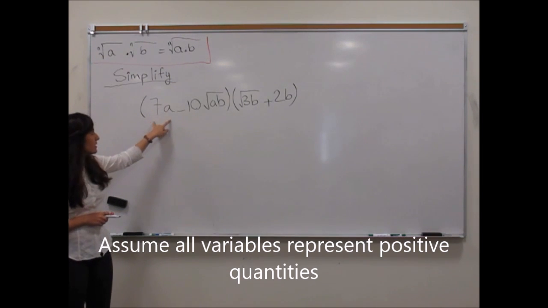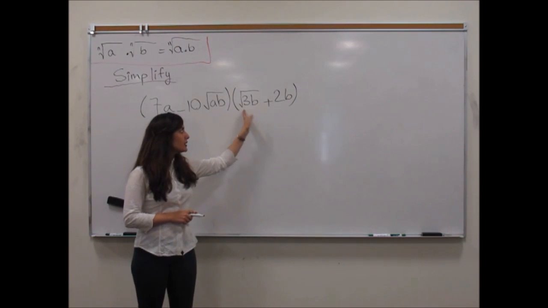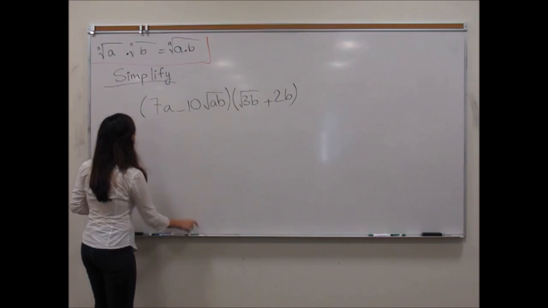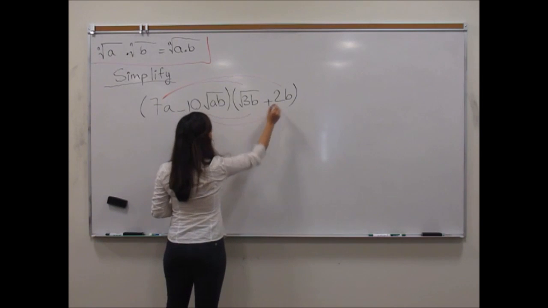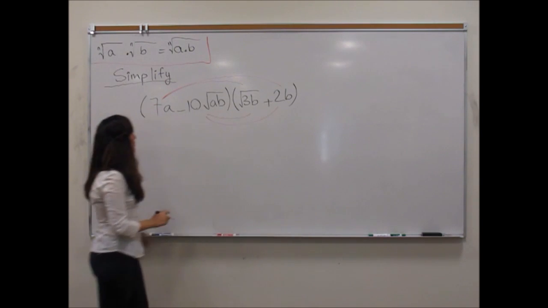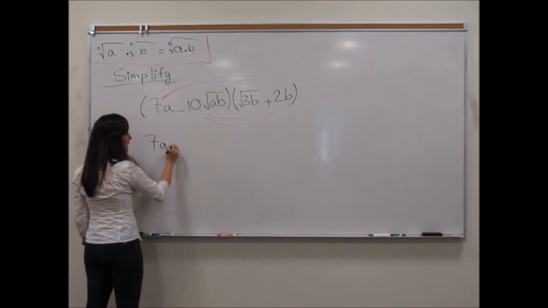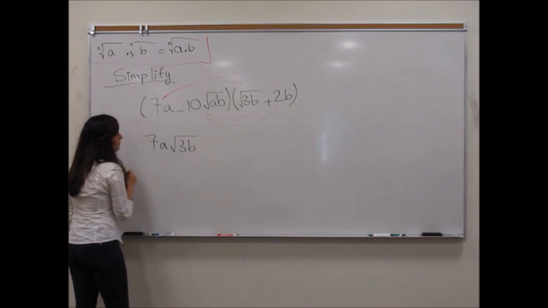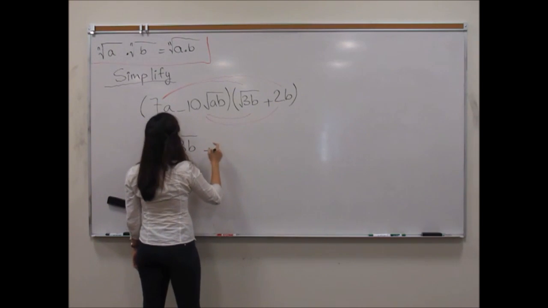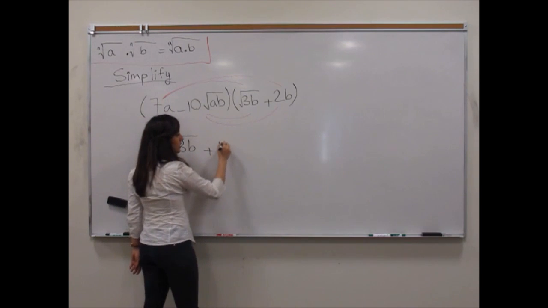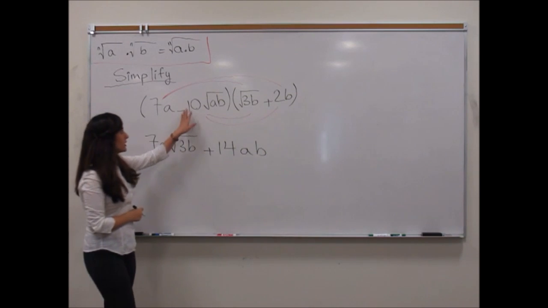Alright, here I have an example of 2 binomials that have variables in them. So this is (7a minus 10 rad ab) times (rad 3b plus 2b). So let's FOIL this out first. 7a times both of them, and same thing for the second term. So 7a times that gives me 7a times rad 3b, and 7a times 2b gives me 7 times 2 is 14, so I have 14a times b.